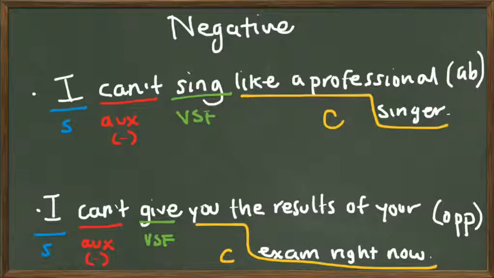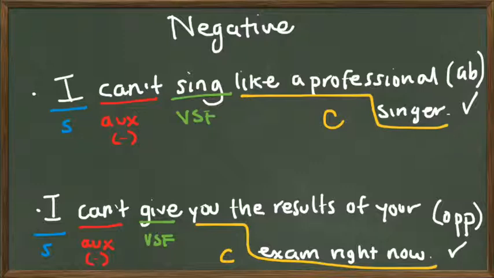Now, this is an example of our negative form. In the first one we have, I can't sing like a professional singer. And this is expressing an ability. In the second one, I can't give you the results of your exam right now. We're expressing the opportunity. In negative, of course, both of them.